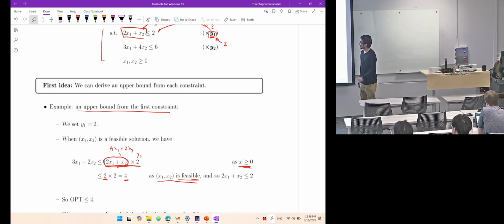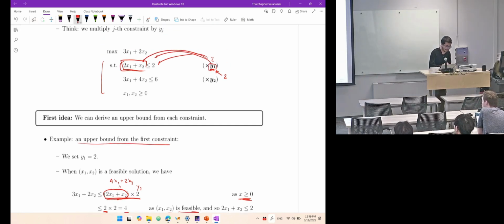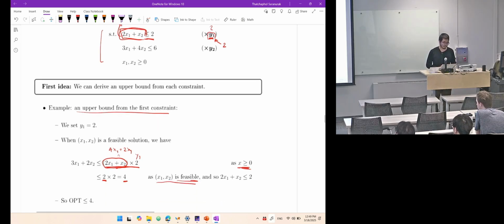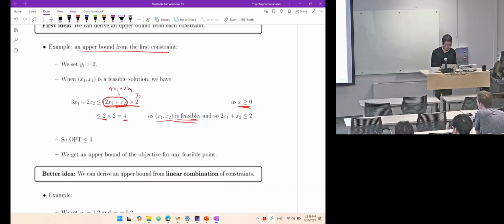Okay, good. So you can derive an upper bound by making some constraint dominate the objective, and the constraint itself gives you an upper bound. When you get this upper bound, you're only looking at just one constraint in this example. It's still an upper bound, but it might not be the best upper bound. So the better idea is to derive an upper bound from some linear combination of constraints.